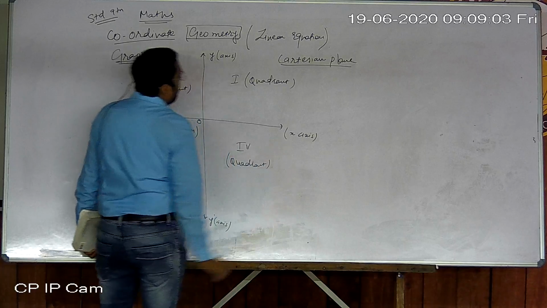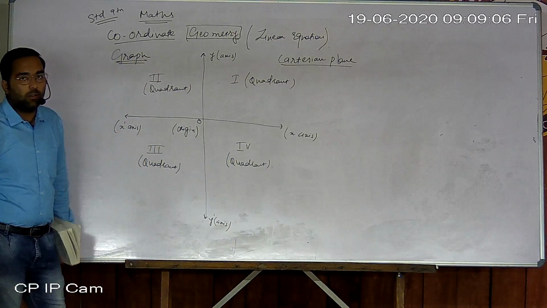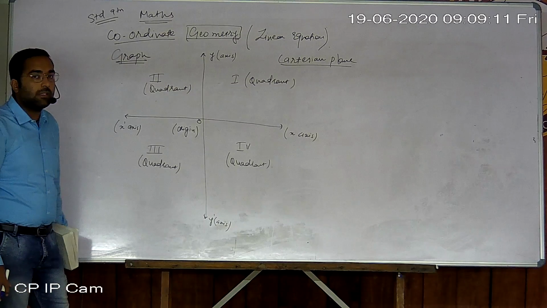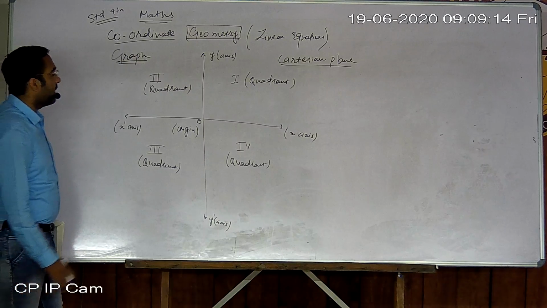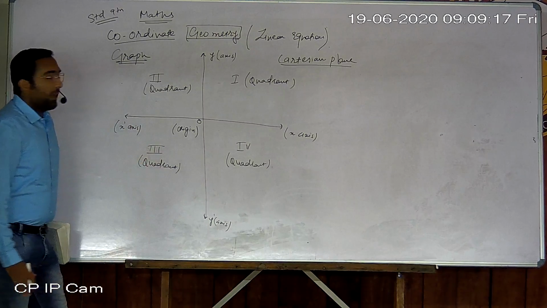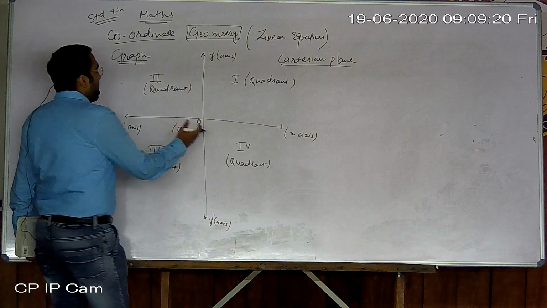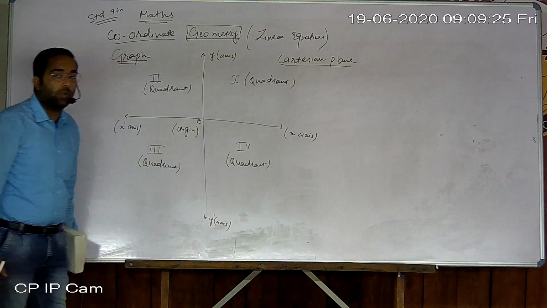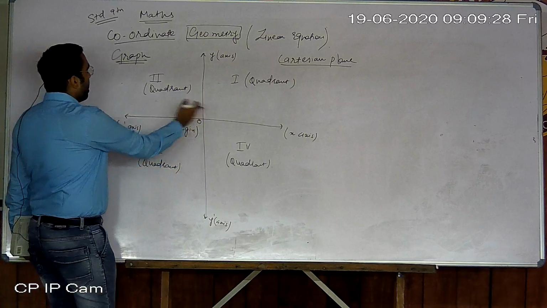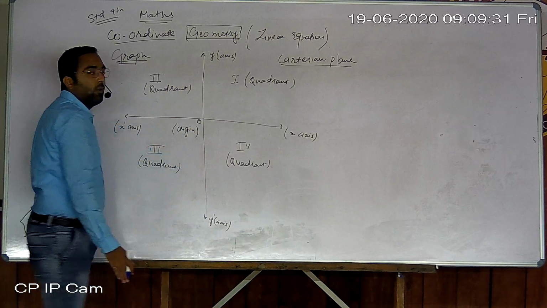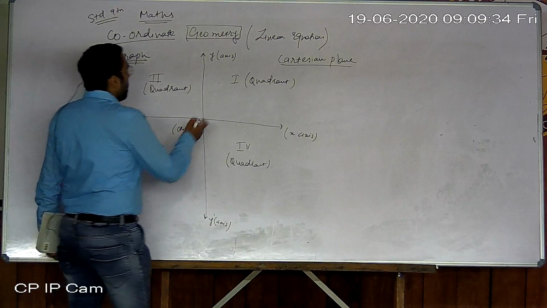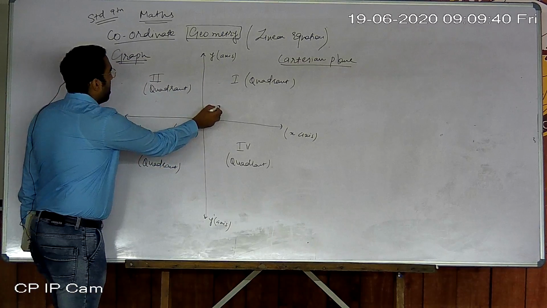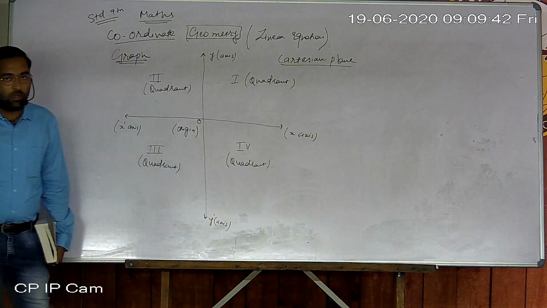Okay students, a quadrant is a part of the Cartesian plane which is divided by the x-axis and y-axis. So there are 4 parts that are divided by the x-axis and y-axis. Each one we call a quadrant. This is my first quadrant, second quadrant, third quadrant and fourth quadrant. Always go anti-clockwise for the naming: first, second, third and fourth. Okay.